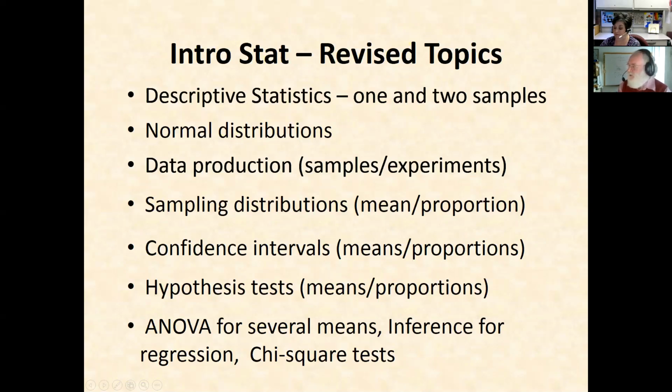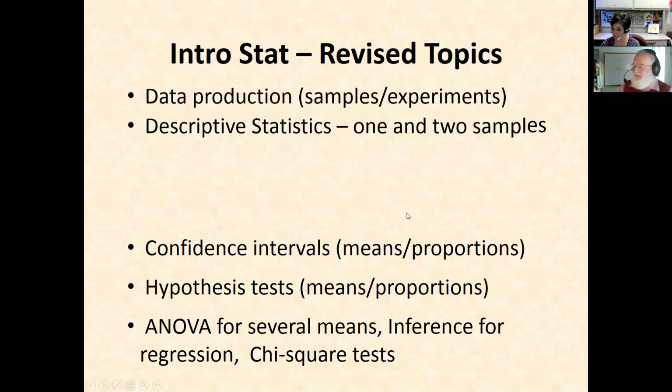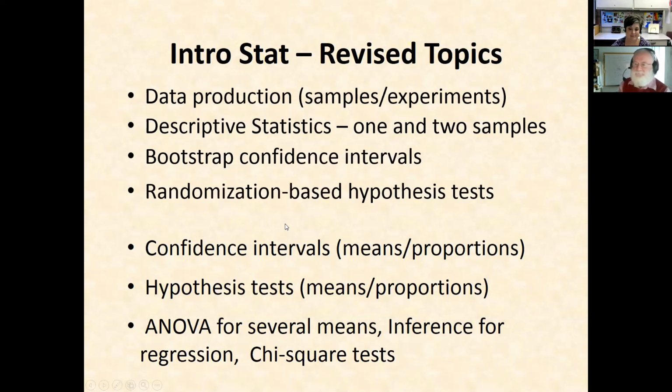And so what's going to change is we'll get rid of normal distributions. We'll get rid of sampling distributions. We actually decided to rearrange these first two because it makes sense to talk about data production first. Where does data come from? And then talk about how to describe it once you know where it comes from. And notice that leaves this big gap now. And so into there will fit the bootstrap confidence intervals and the randomization hypothesis tests.